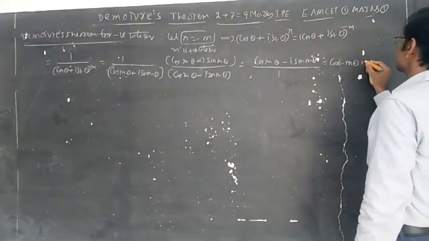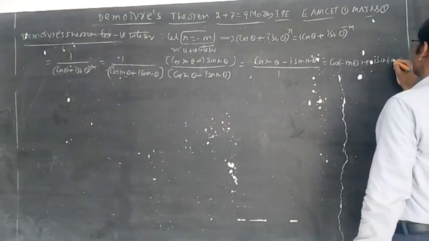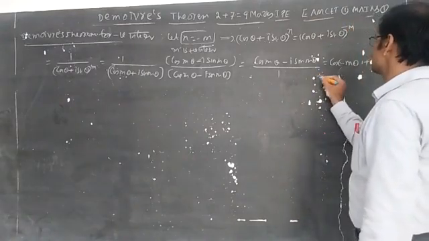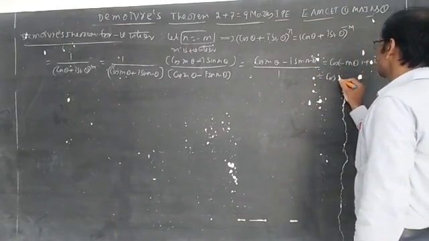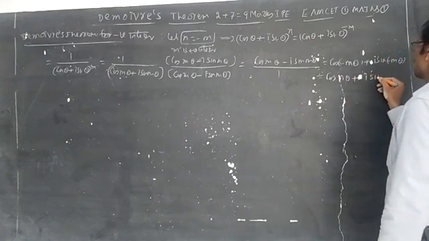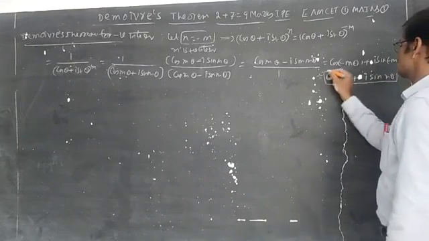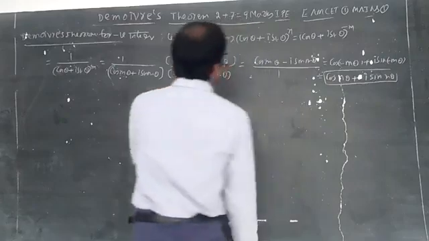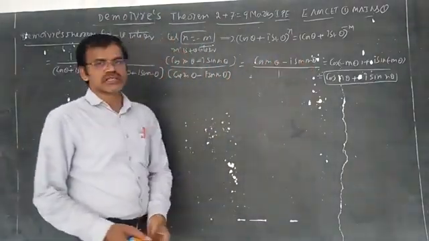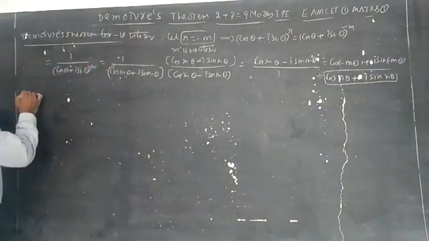So, since n is equal to minus m, you can write cos of minus m theta plus i sin of minus m theta, because cos of minus theta is cos theta and sin of minus theta is minus sin theta. Now instead of minus m, we take it simply as n, and you can write cos n theta plus i sin n theta. So for negative integers also we proved that (cos theta plus i sin theta) whole power n is equal to cos n theta plus i sin n theta.